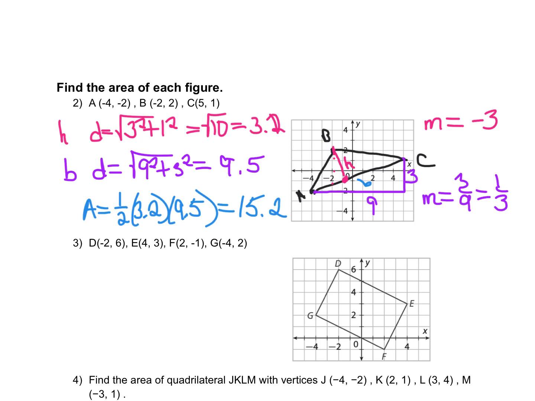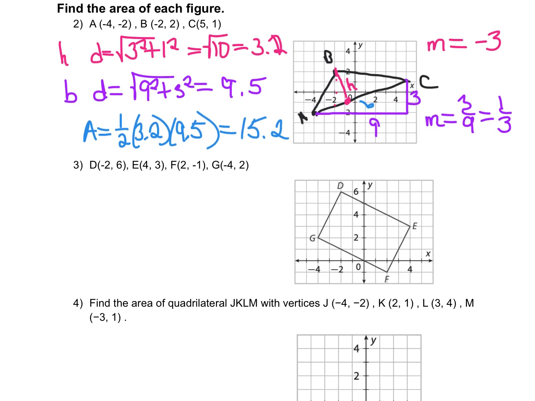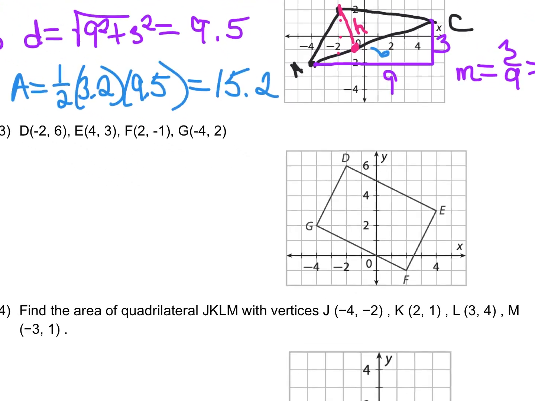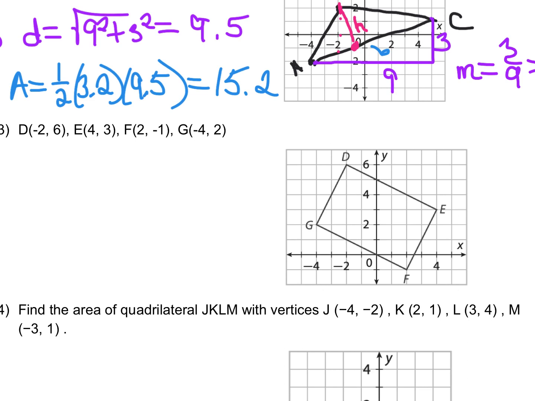Alright, so this next one we don't have to draw. And we're finding the area. So I need, it's a rectangle, and I can check that. Let's see, here's 2. 1, 2, 3, 4. And here is 1, 2, 3. 1, 2, 3, 4, 5, 6.